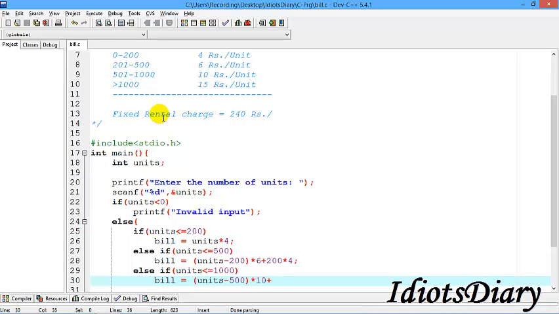As well, you have used at least 500 units, so you need to calculate the cost of those 500 units also. The first 200 units cost 4 rupees each, so you need to add 200 into 4, as well as the next 300 units cost 6 rupees per unit, so you need to use the expression 300 into 6.